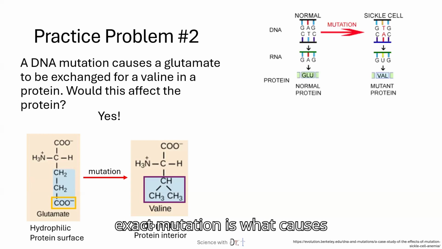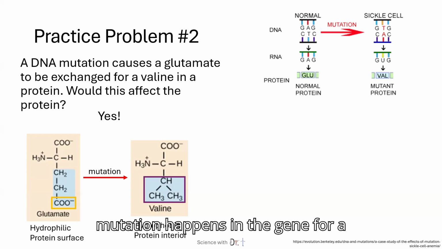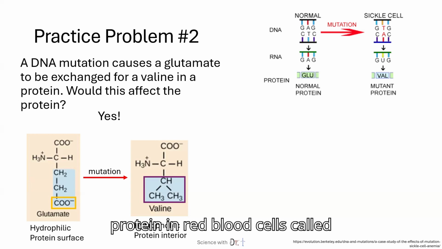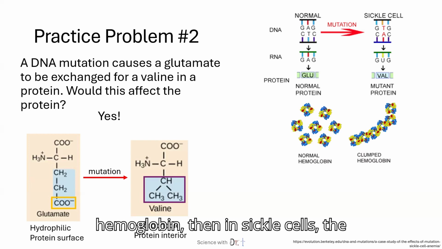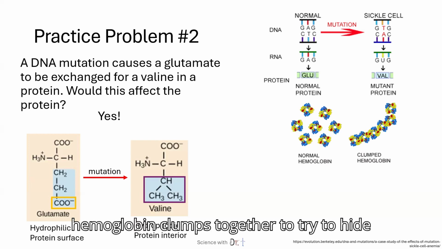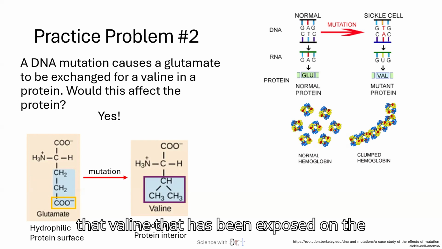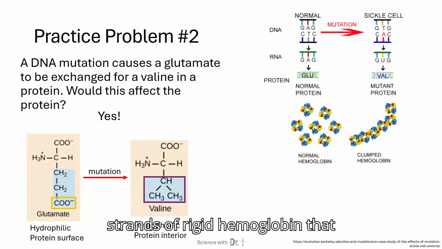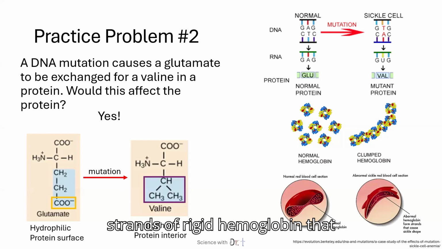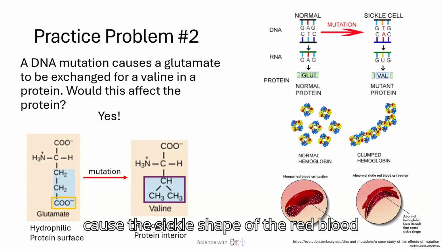And this exact mutation is what causes sickle cell disease. The mutation happens in the gene for a protein in red blood cells called hemoglobin. So you have normal hemoglobin, then in sickle cells, the hemoglobin clumps together to try to hide that valine that has been exposed on the surface of the protein. These hemoglobin clumps create long strands of rigid hemoglobin that cause the sickle shape of the red blood cell.